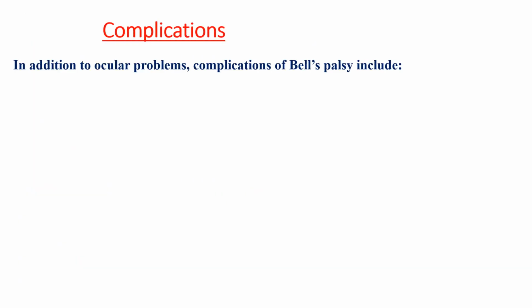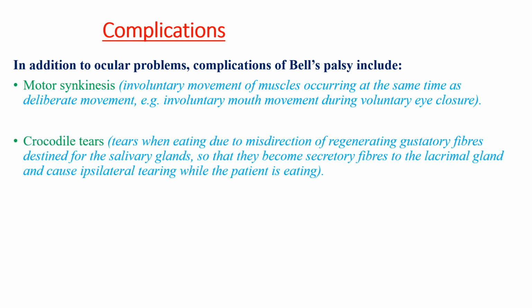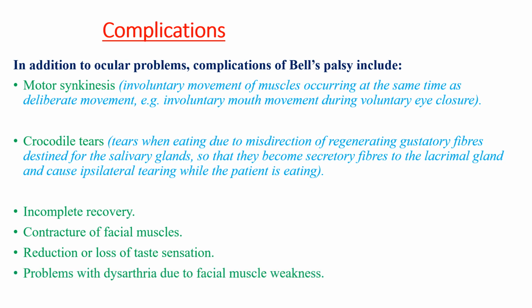In addition to ocular problems, complications of Bell's palsy include motor synkinesis. This is involuntary movement of muscle occurring at the same time as a deliberate movement, for example, involuntary mouth movement during voluntary eye closure. The other is crocodile tears: tears when eating due to misdirection of regenerating gustatory fibers destined for the salivary glands, so that they become secretory fibers to the lacrimal gland and cause ipsilateral tearing while the patient is eating. Incomplete recovery, contracture of facial muscles, reduction or loss of taste sensation, and problems with dysarthria due to facial muscle weakness can occur.